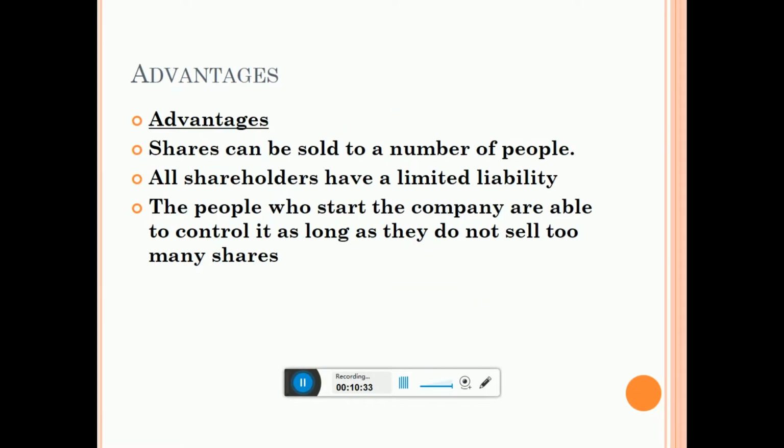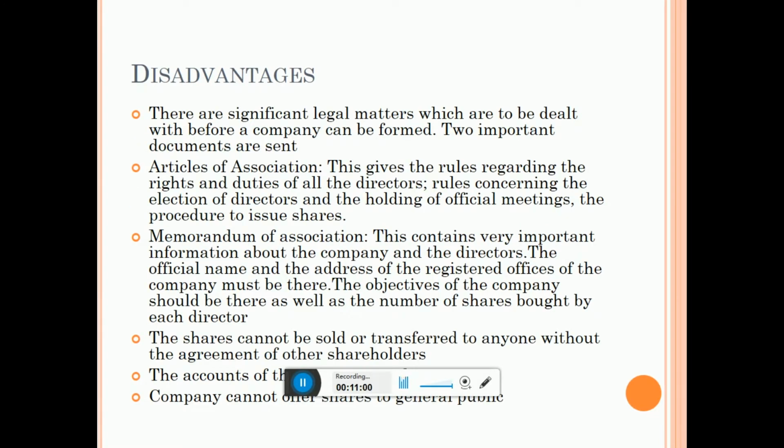Okay, we have the advantages. Shares can be sold to a number of people. In a private limited company, we can only sell shares to family, relatives and close friends, those who are in our close circle. The second is all shareholders have a limited liability. As I explained what limited liability is, you must be clear with the concept. The people who start the company are able to control it as long as they do not sell too many shares. If I sell too many shares, then I will lose ownership in the company.